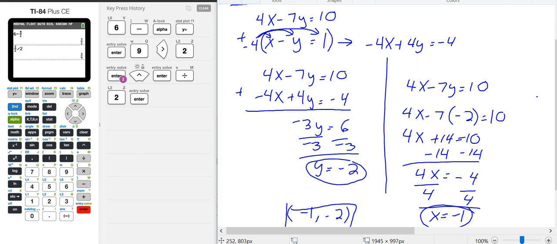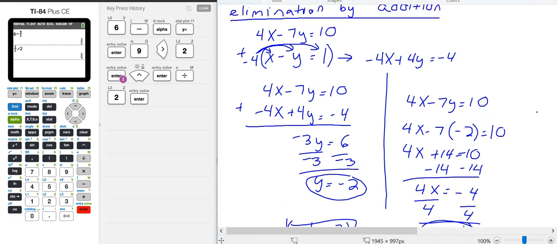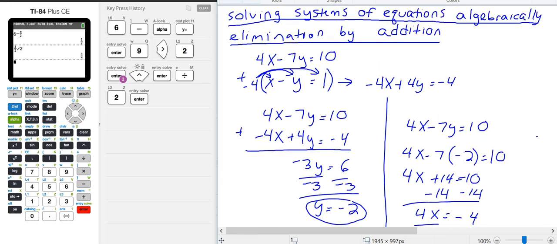So when you want to do elimination by addition, the goal is to have one of your variables in each of the equations in such a way that when you add the two equations, one of the variables will fall out. In order to do that, you might need to multiply the whole equation by something. And it doesn't matter, we could have multiplied the second equation by negative 7, and then the y's would have fallen out. It doesn't matter.